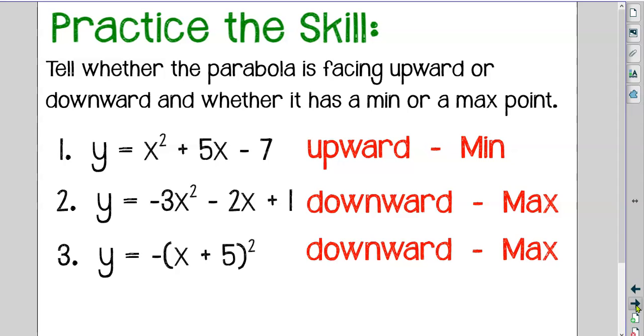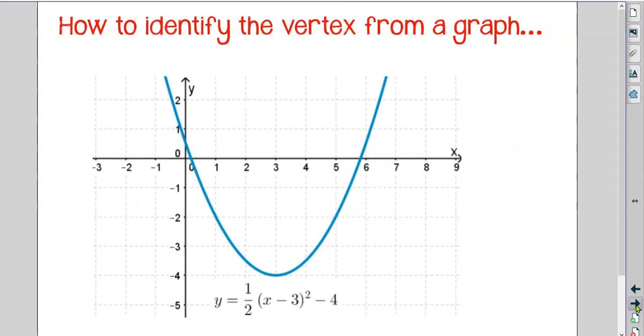Alright, let's talk about this vertex point just a little bit more. A vertex is an actual specific point along the parabola, and it has an ordered pair value. In this particular example, the vertex point is located here. And if you look at the coordinates, you can identify that value, 3, -4. That is the specific vertex point, and that's how you identify it from a graph. You simply look for the lowest or highest turning point.